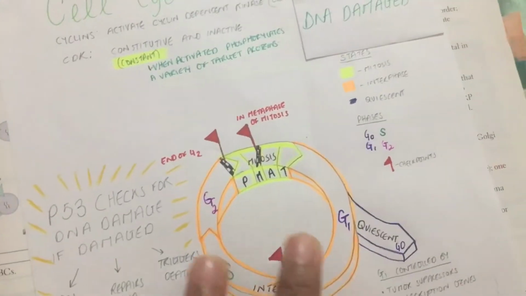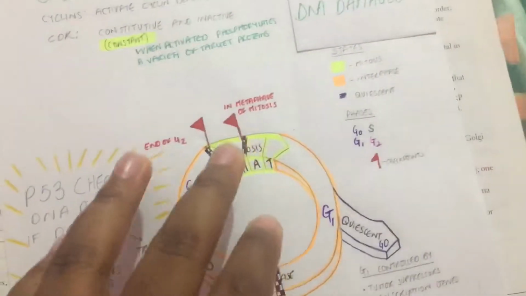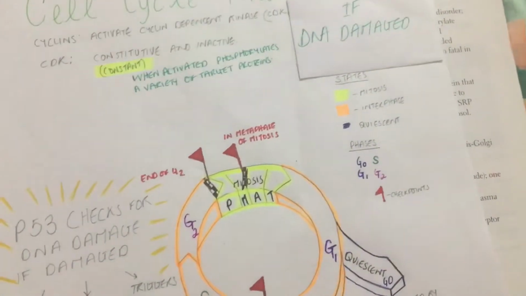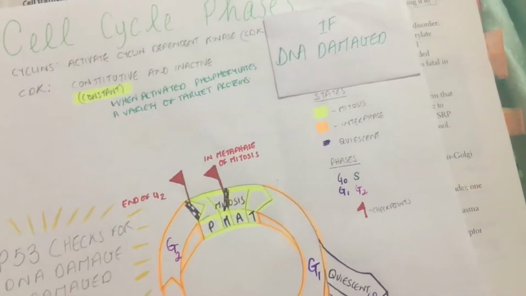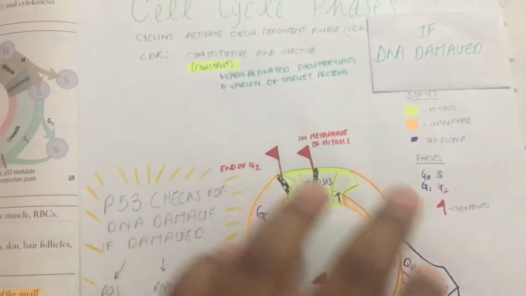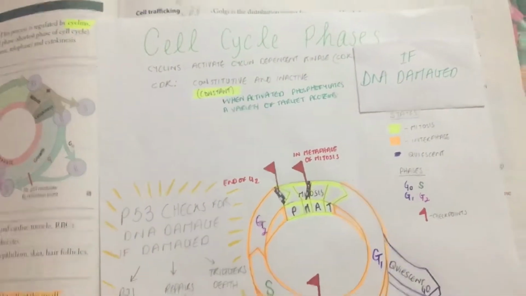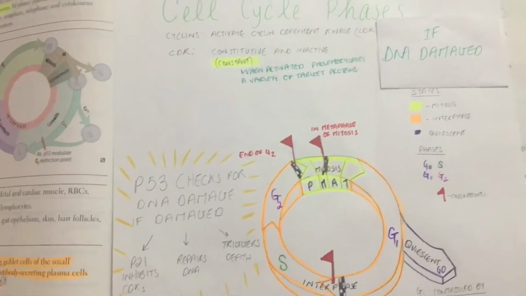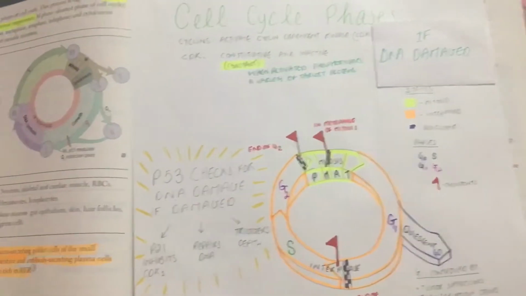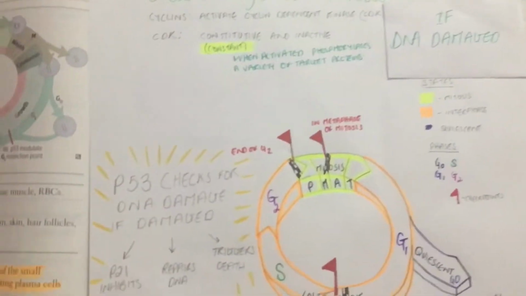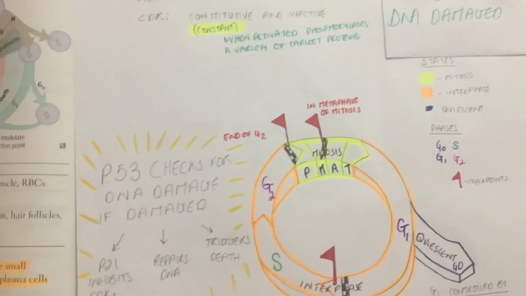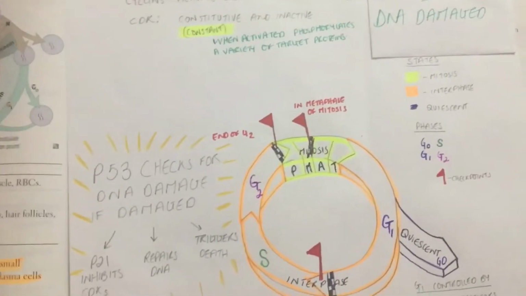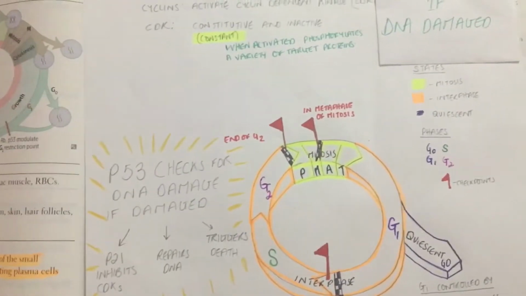In the cell cycle, we have things called cyclins and cyclin-dependent kinases. Now, the cyclin-dependent kinases are constitutive and inactive. In a normal state they're inactive, and constitutive means that they're in a constant number. Whereas cyclins, like the name suggests, their number in the cell varies depending on the stage the cell is in.